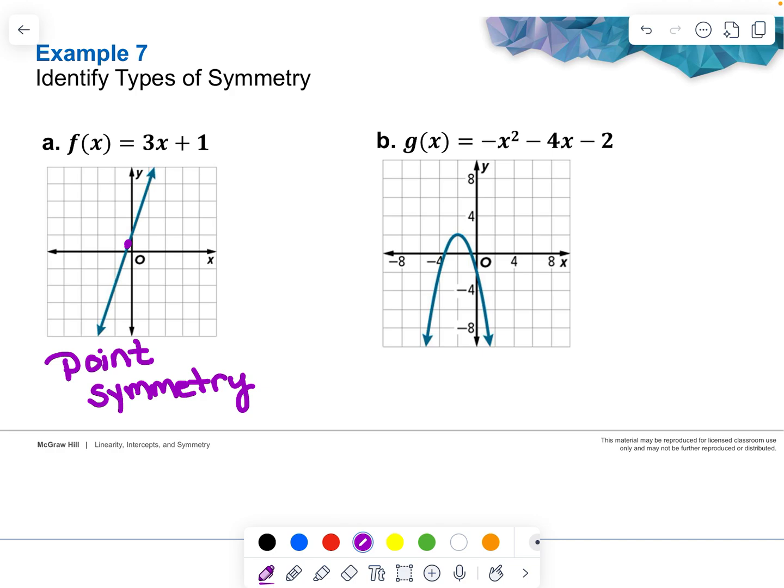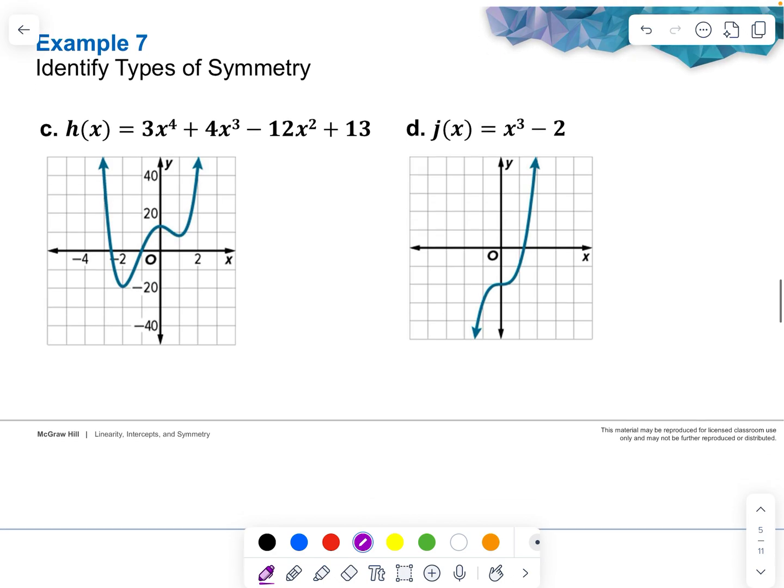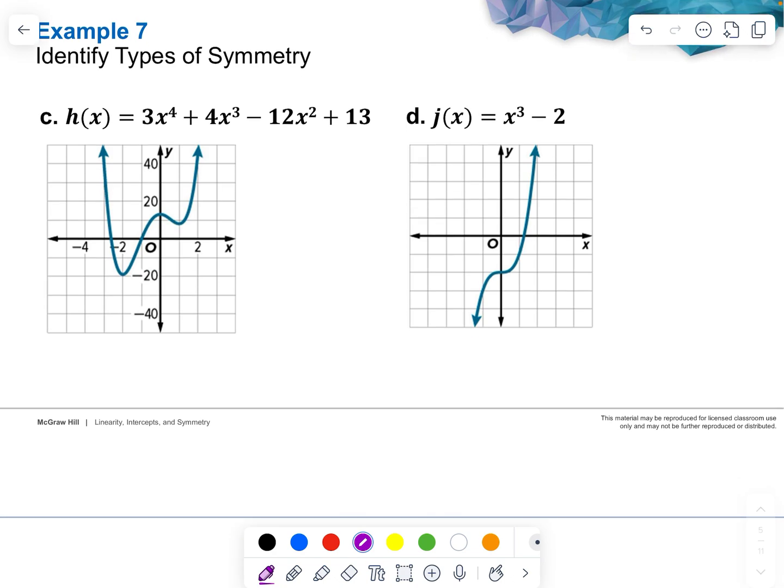In the second graph, if I drew a vertical line, is the graph mirrored across that line? Yes, so that is line symmetry. Sketch these two graphs and we'll talk about these.